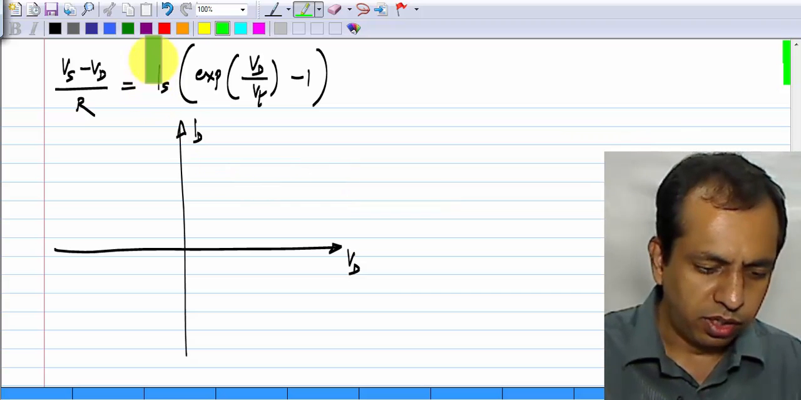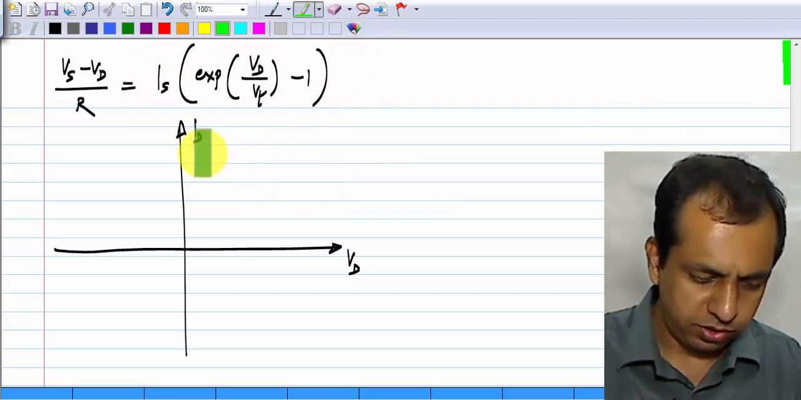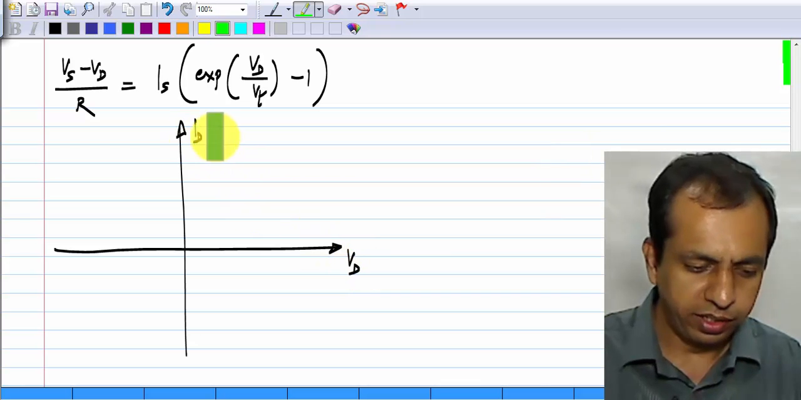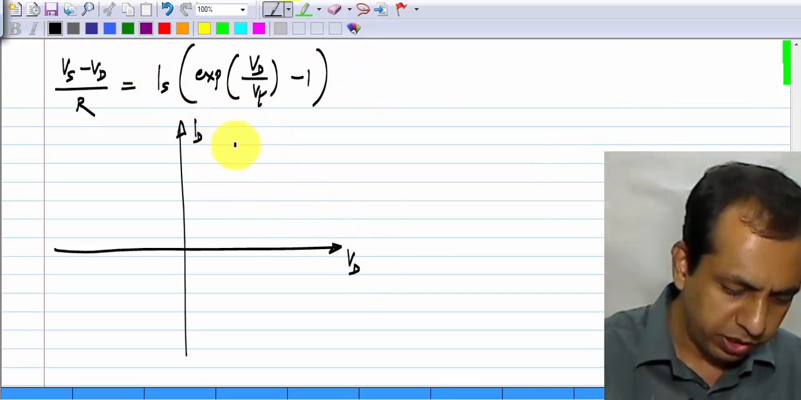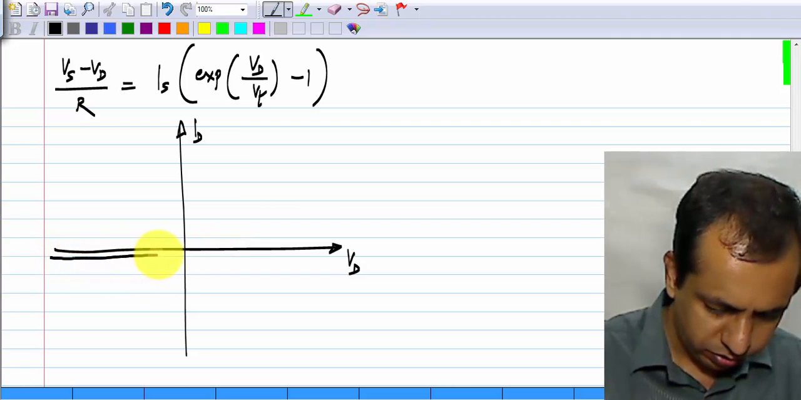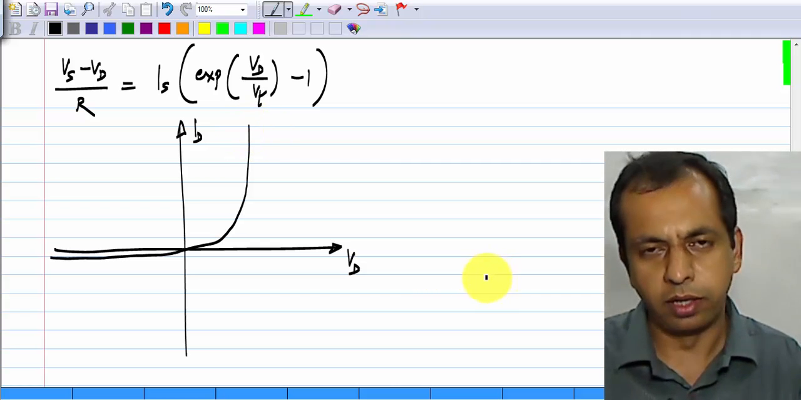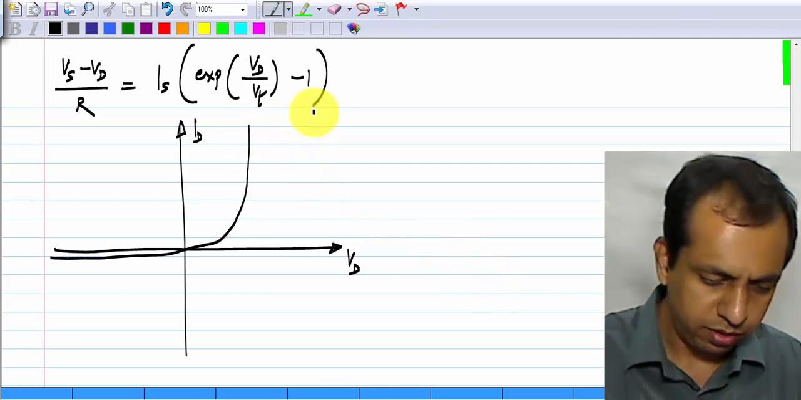Now, the right side is nothing but the diode current. So, that is why I have marked it as ID versus Vd. Plotting the right side simply means plotting the diode characteristics, which are like that, it is the exponential.